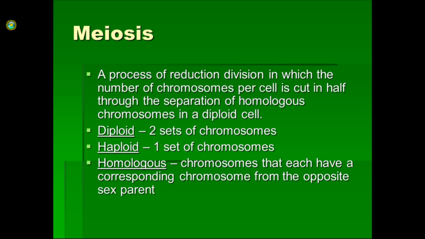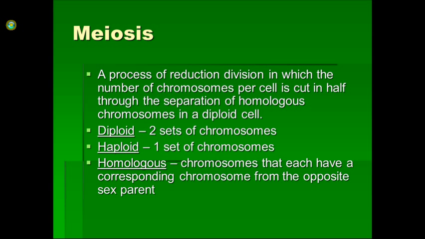Now, a haploid is one set of chromosomes, and that means a haploid cell is only going to have one set. It's not going to be paired. So essentially, what we are doing in a human, you have 23 pairs. We are going to figure out a way to split those up to where there's no longer any pairs.